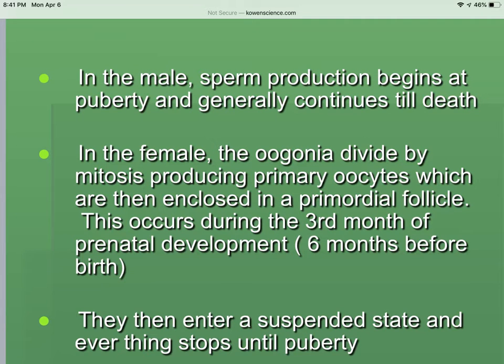Now in males, sperm production begins at puberty, and it generally will continue until death. In females, the oogonium divides by mitosis. It produces those primary oocytes, and then they're enclosed by that primordial follicle, and this happens when mom is 3 months pregnant with the little girl. And so this is going on in the little girl, the embryo's body, before she's ever born. And it's going to stay that way until the female goes into puberty.